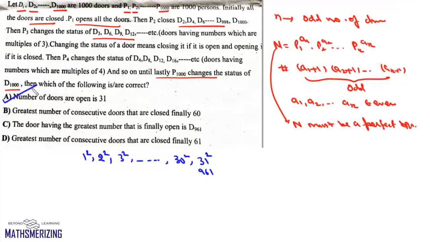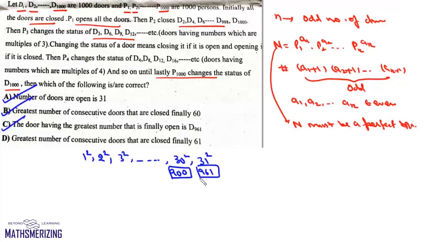Now, the greatest number of consecutive doors that are finally closed. This greatest number is between door number 900 and door number 961, and there are 60 such numbers. So that means option B is also correct. Option C: the door having the greatest number that is finally open is door 961. It is also true.